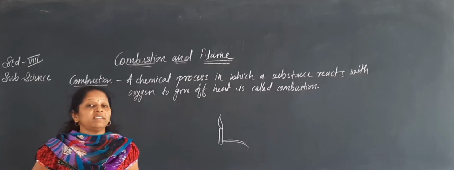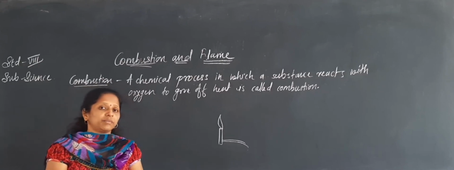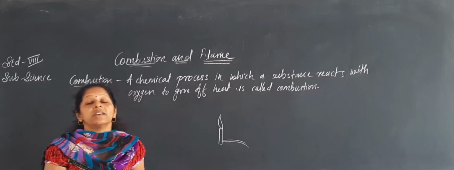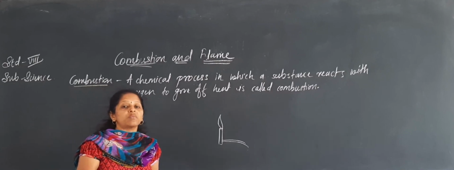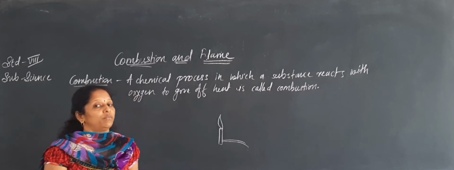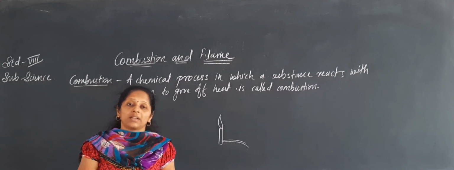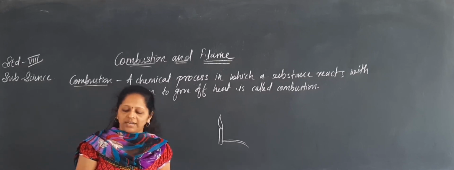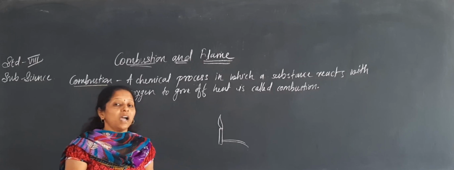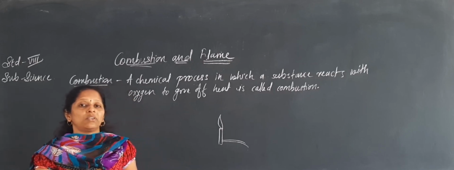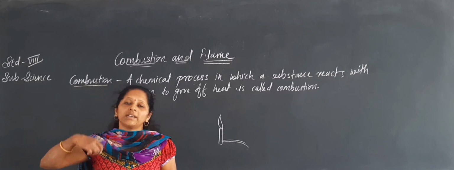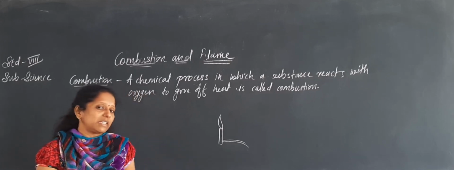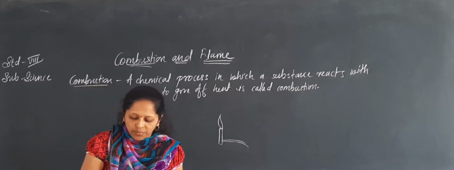All substances are not burning. Some substances are able to burn. The substances which undergo combustion, which are able to burn, are called combustible substances, and they are also called fuels. Combustible substances like wood, coal, charcoal, petrol, diesel, kerosene and cow dung are also called fuels.